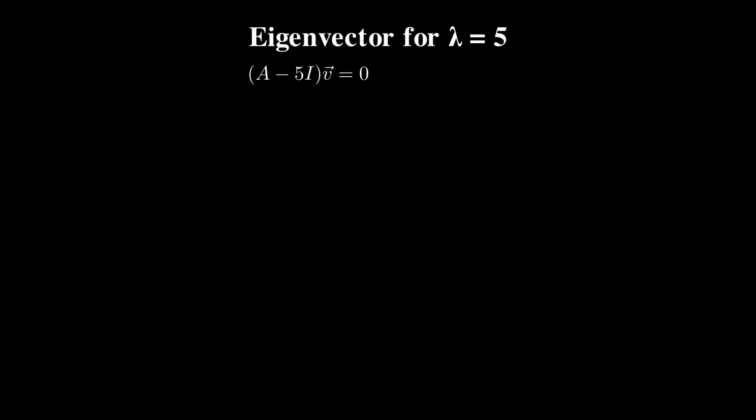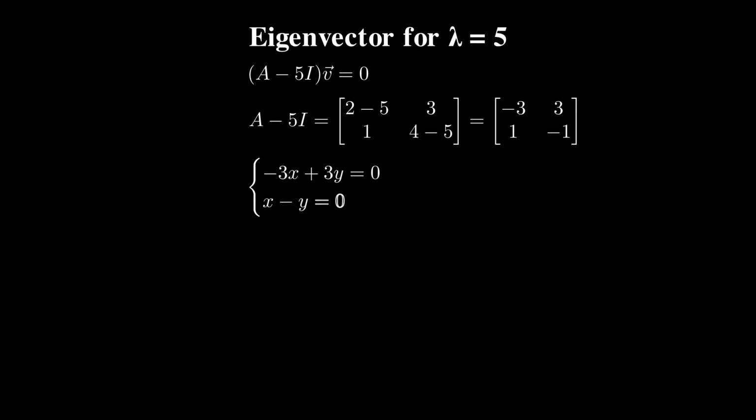Now, let's solve for the eigenvector corresponding to lambda equals 5. We compute A minus 5I. That gives us this matrix. Setting up the system from this equation gives two equations. From the second equation, we see that x equals y. We can choose y equals 1, which gives x equals 1 as well. So the eigenvector for lambda equals 5 is (1, 1).